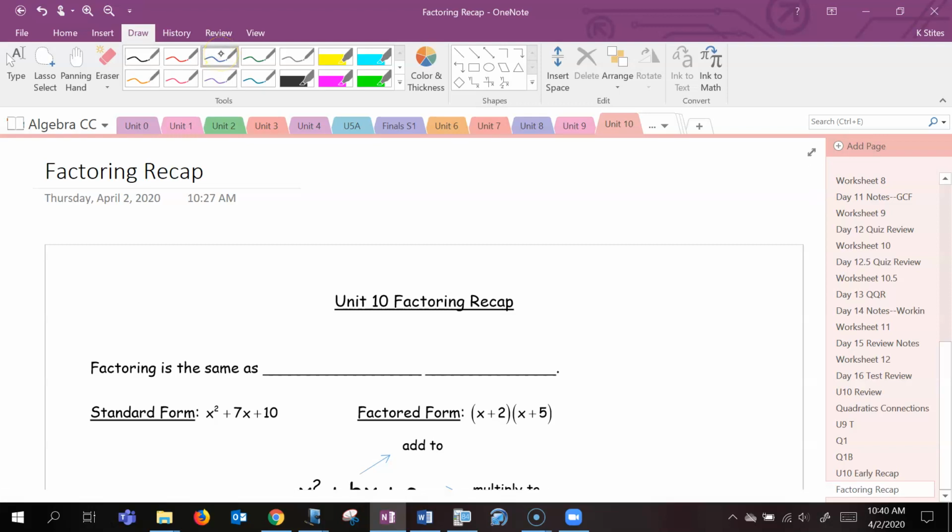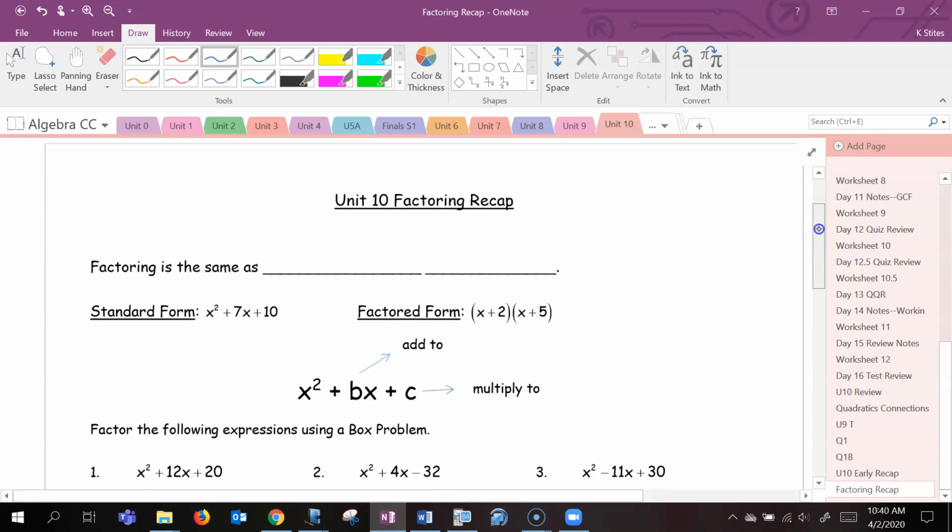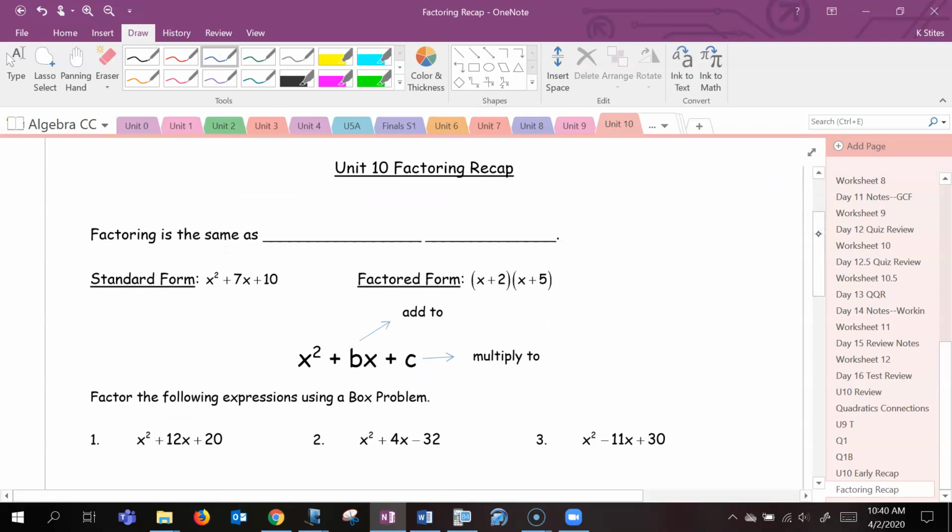So the very last thing that I taught you before we left for e-learning was how to factor. And this is something we're going to review today, and then next week we're going to do a lot more with this. All right? So just a reminder, factoring is the same as reverse FOIL.